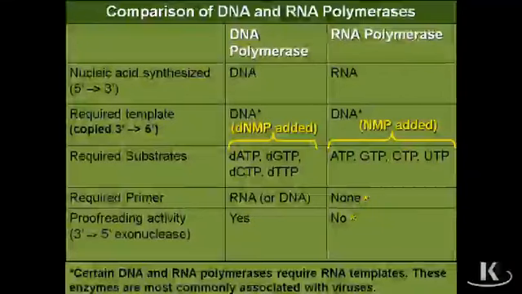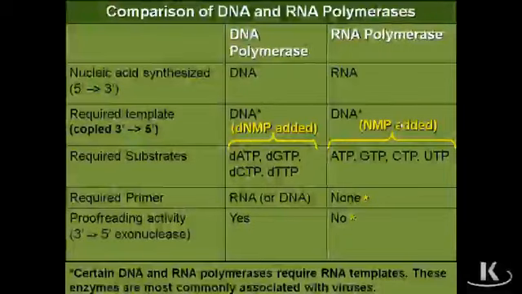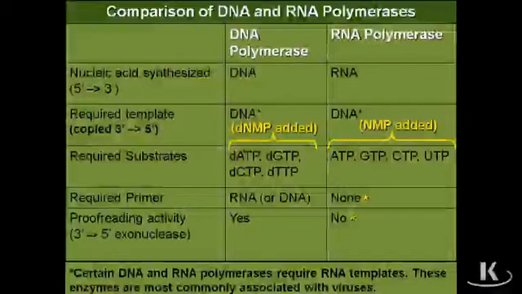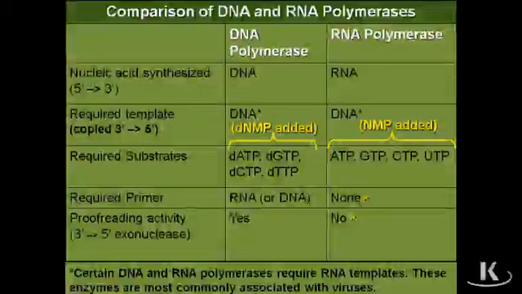For RNA polymerase, it's just the NMPs, or nucleoside monophosphates that get added. So it's ATP, GTP, CTP, or UTP. But once again, it's only adenosine monophosphate or guanosine monophosphate that get added. It's not the 3 phosphates, it's just the 1. And that's what forms the phosphodiester bond.